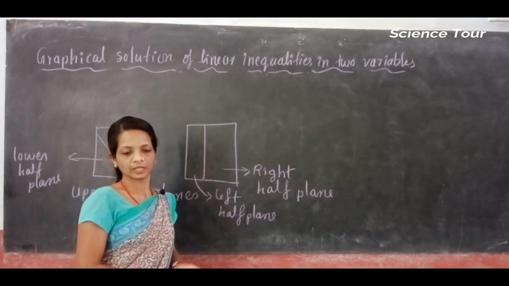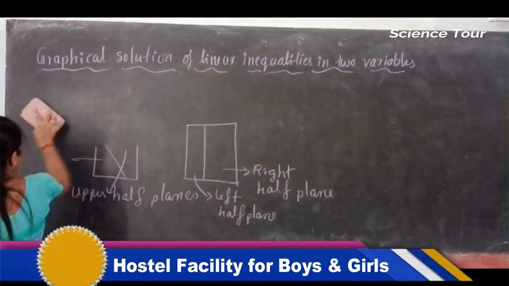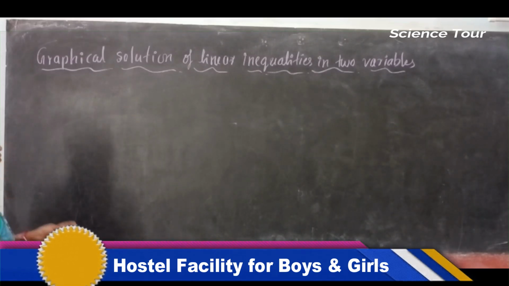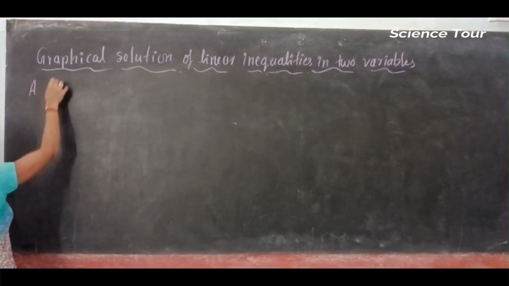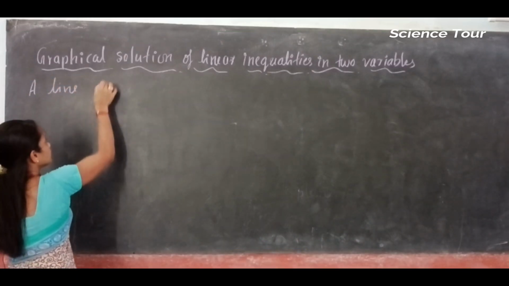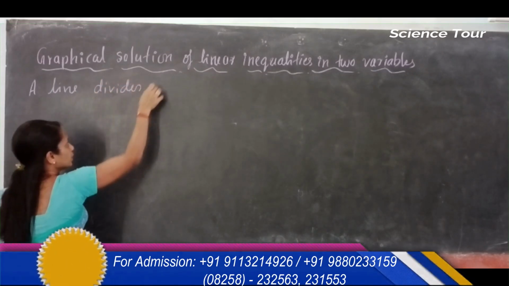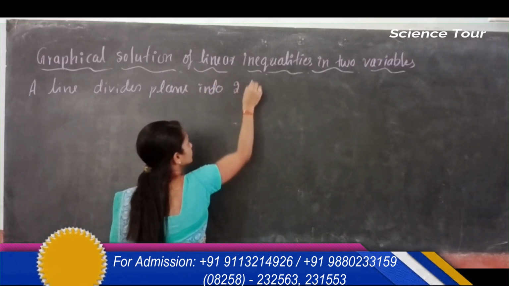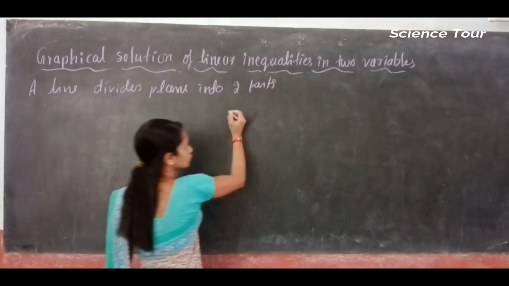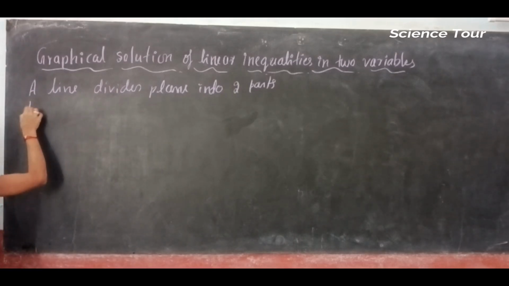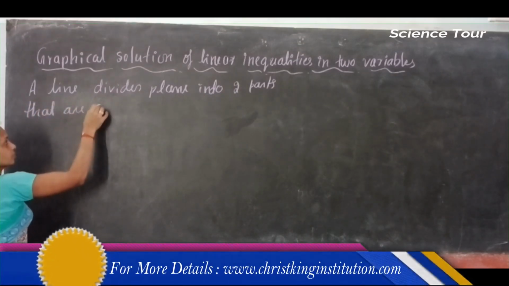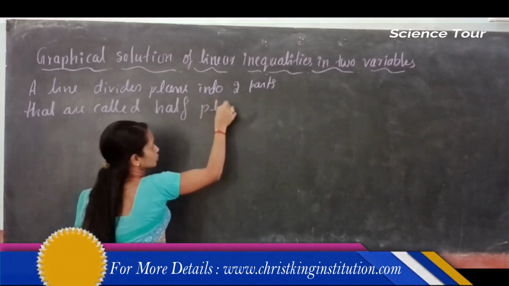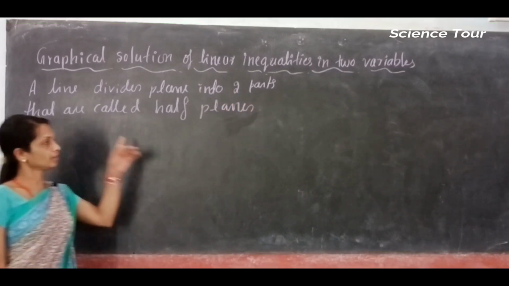Okay, so you write about this. A line divides a plane into two parts that are called half planes.